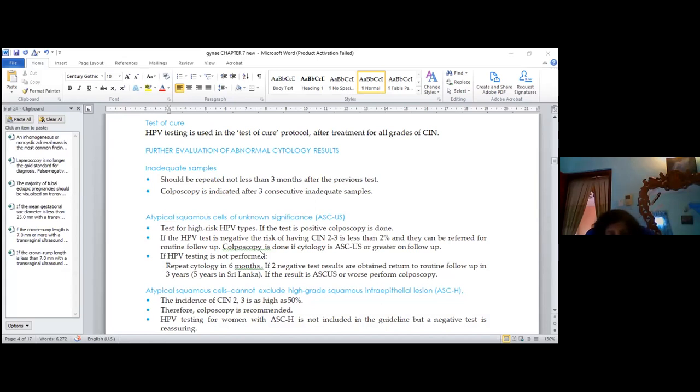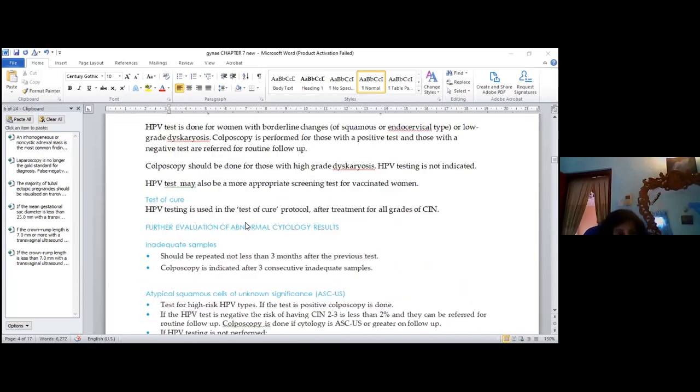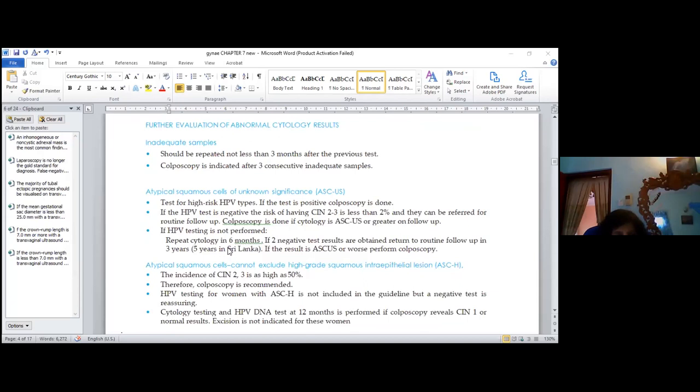If the result is ASCUS or worse when we do the repeat cytology in 6 months, then we go for colposcopy. So after 1 year, that may be the second cytology in the follow-up, she has still got ASCUS. Therefore, she needs colposcopy. But we don't do excision at the moment. We do excision only if the colposcopy report comes back as CIN2 or CIN3. Now only for ASCUS we follow this principle.